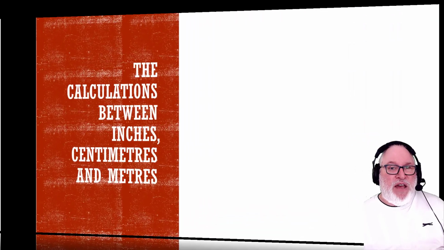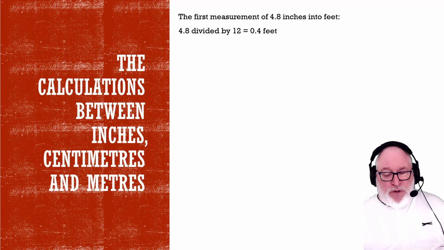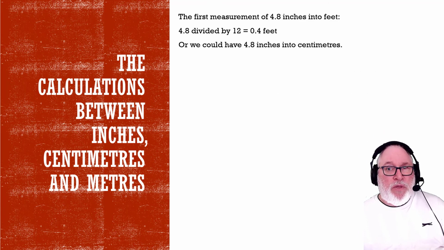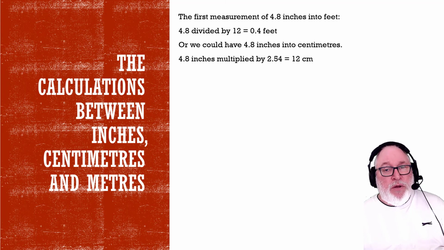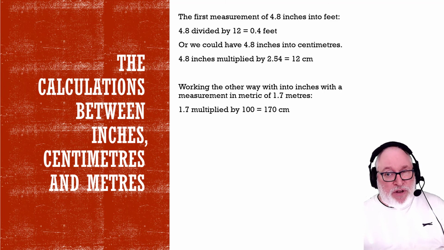So if we just look at the conversions, it makes it a little bit easier for us as well. So first measuring at 4.8, you divide by 12, that gives us 0.4 feet. Or we could have 4.8 inches into centimetres. And again, we multiply the other way, the other direction. 4.8 inches multiplied with 2.54 centimetres, we go the other way, you divide. So working the other way, like I said there, it's 1.7 multiplied by 100 centimetres, so it gives us 170 centimetres, so that's 1.7 metres.